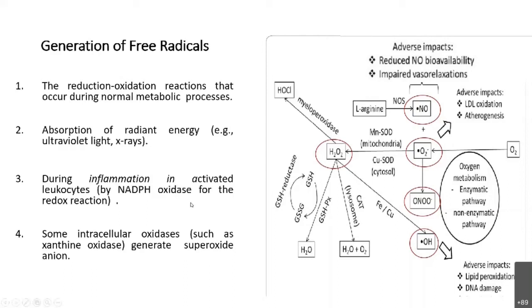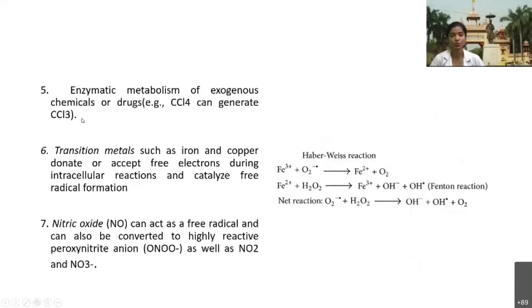Now, if there is complete absence of free radicals, then there can be a genetic disease called chronic granulomatous disease, where there is impairment of generation of reactive oxygen species, and we see macrophage aggregates. That's why it is called chronic granulomatous disease. Some intracellular oxidases like xanthine oxidase can also generate superoxide anion. Apart from that, enzymatic metabolism of exogenous chemicals and drugs like carbon tetrachloride can generate reactive oxygen species. Now, transition metals, as I said, like iron and copper, can also generate free radicals.